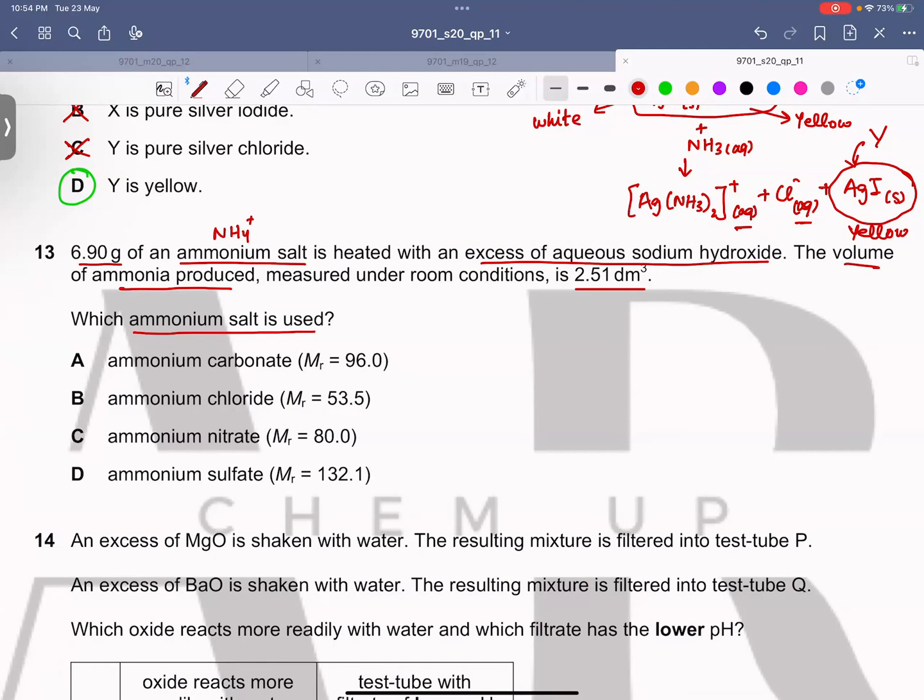In the first case, we have ammonium carbonate, and if you recall, the formula of ammonium carbonate is (NH4)2CO3. So ammonium carbonate would give you 2 moles of ammonia. If 1 mole of ammonium carbonate is used, then its mass is given over here, which means 96 gram of ammonium carbonate would give you 2 moles of ammonia, which means 2 times 24 decimeter cube volume of ammonia gas. So if I use 6.90 gram, then how much volume of X is produced? Can anybody calculate this value of X and tell me the answer, please? Whether it is 2.51 or not, that we have to figure out for all of these.